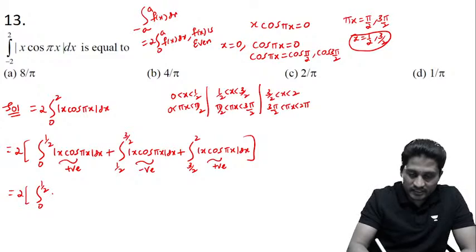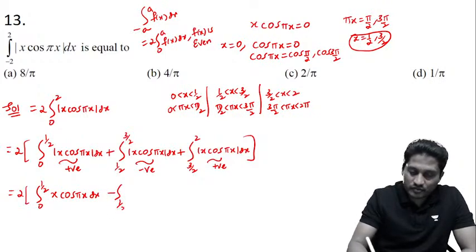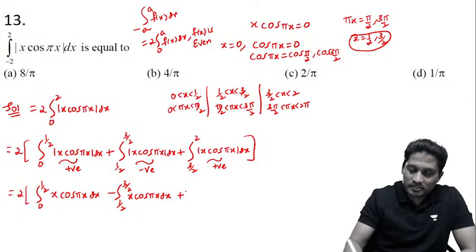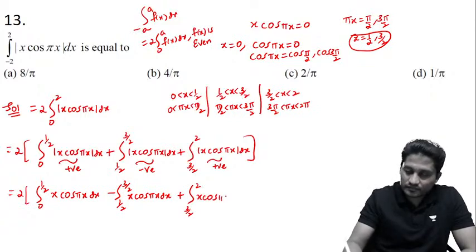Now I should write this with mod x equal to x into cos pi x dx. Then mod x will be equal to minus x in the middle interval, so this will be minus the integral from 1 by 2 to 3 by 2 of x into cos pi x dx, and then plus the integration of 3 by 2 to 2 of x into cos pi x dx. Now if you integrate all this, guys, you will get the answer as 8 by pi.